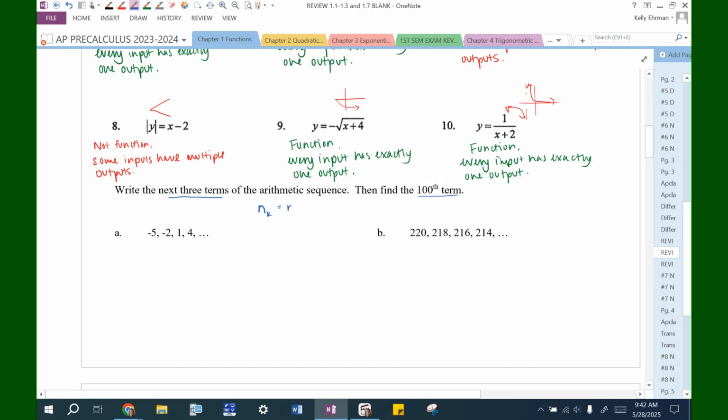If you start at some starting, oh, sorry, not n. Let me use a. Sorry. You can get to any a sub k by starting at some a sub n. Usually it's 1, but we could start wherever. And adding to that the common difference times the distance between these two terms, k minus n.